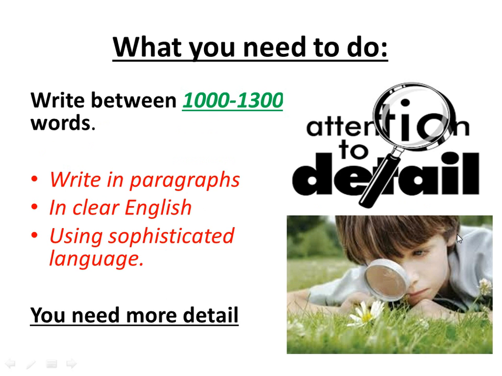So what do you actually need to do in each essay? Well, first of all, you've got to write between 1,000 and 1,300 words. Now this is obviously a big difference from National 5. You have to write a lot more and go into more detail. Just the same as in National 5, you need to make sure you're writing in clear English, in paragraphs, but you need to be using sophisticated language. They're expecting you to have pushed yourself from National 5, so you need to put more detail into both the discursive and the personal creative essay.